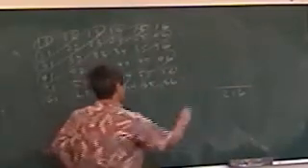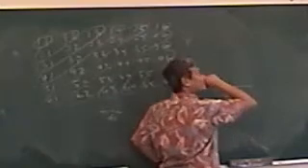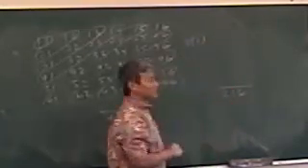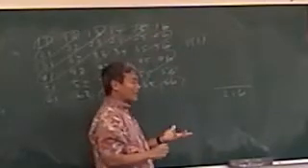What's the only way you can get a 3? A 1, 1, 1. That's it, right? 1, 1, 1. That's it. So 1 out of 216. Simple.